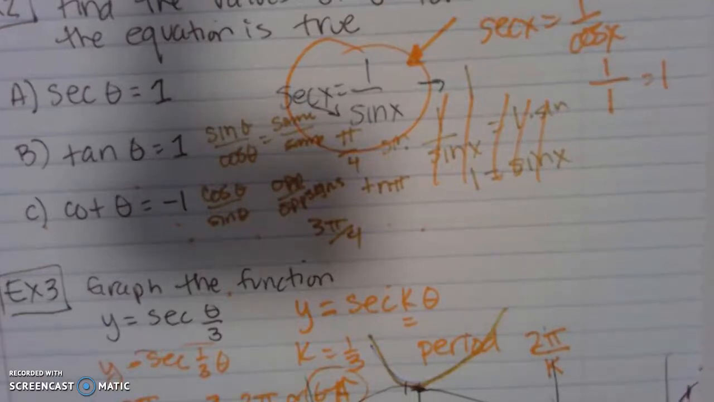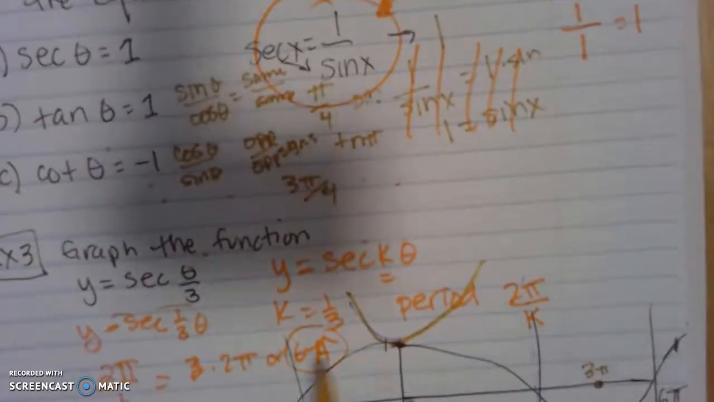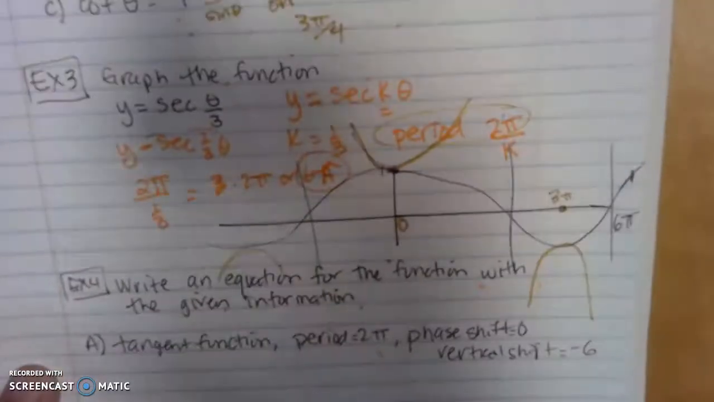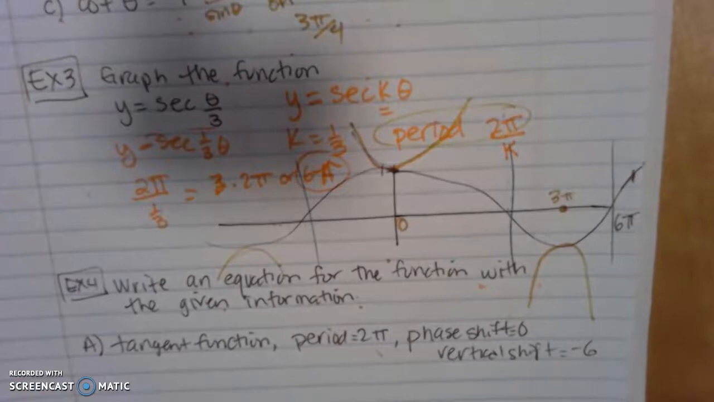This is my 0 right here. And halfway would be 3 pi. So it's just been stretched out once you find the period. That's why it's important to remember that the period is 2 pi. All right, oh, and I just did all of that where you couldn't see it. Well, that was so nice of me.